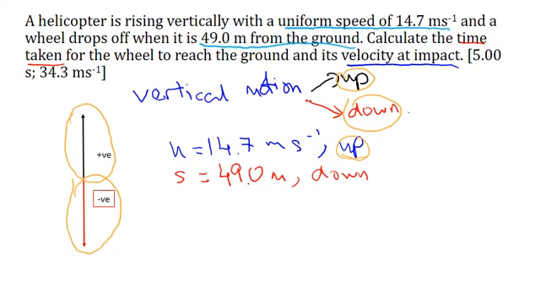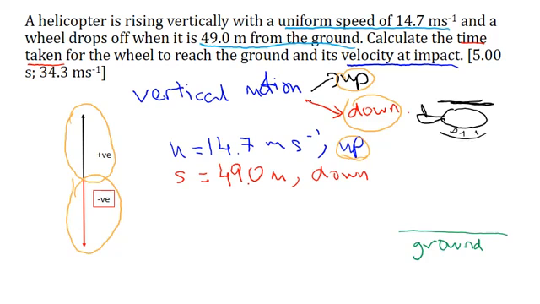Okay. If you allow me to sketch a simple diagram, let me see. This hopefully looks like a helicopter to you. And here you have the ground. So there's a wheel of a helicopter. Of course, there's this landing gear. So the wheel falls. So it falls to the ground a distance of 49.0 meters.